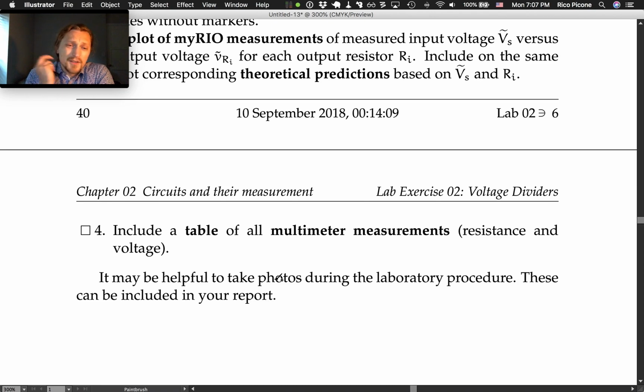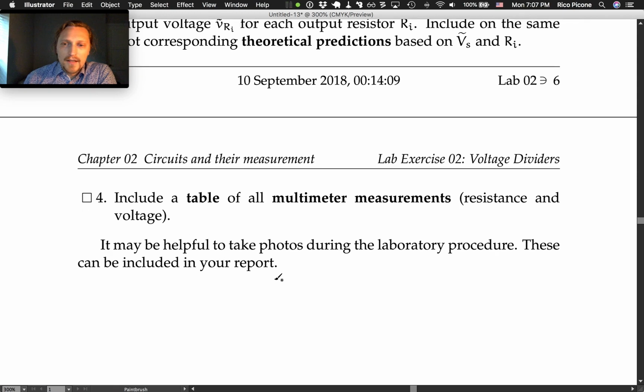I also suggest you take some photos during the lab procedure. This applies to all the lab procedures. They can be included in your report. It also seems to help people remember what they were doing when they go back and want to write it up later. So that's it for the intro. Have fun.